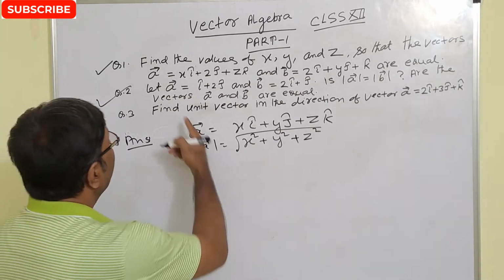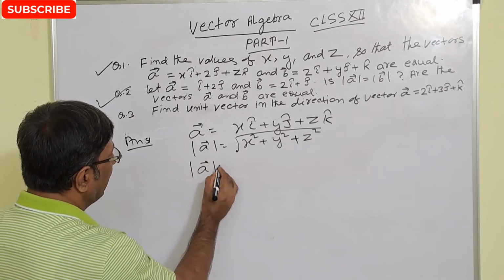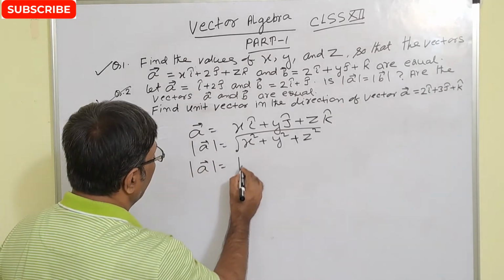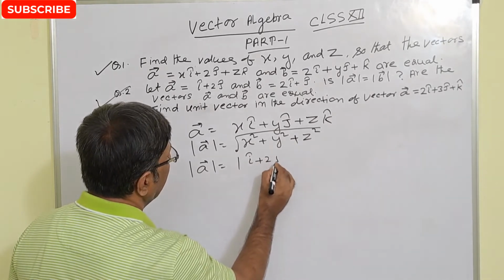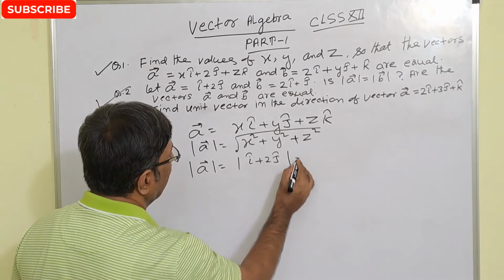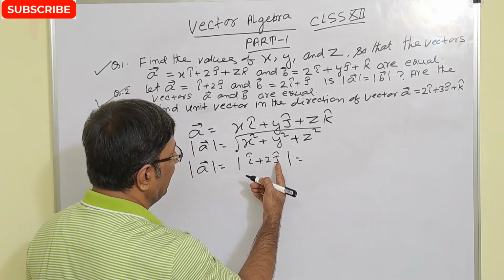Now you know here a vector is given. So magnitude of a vector equal to what? Magnitude of unit vector I plus 2 unit vector j. So this is what? Coefficient of I is 1. Here coefficient of j is 2.